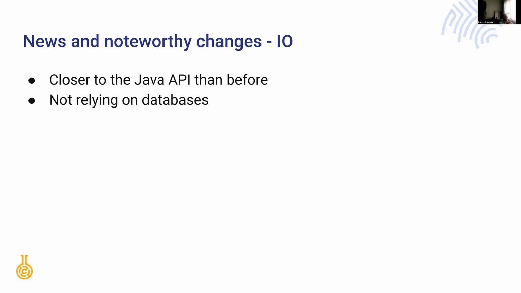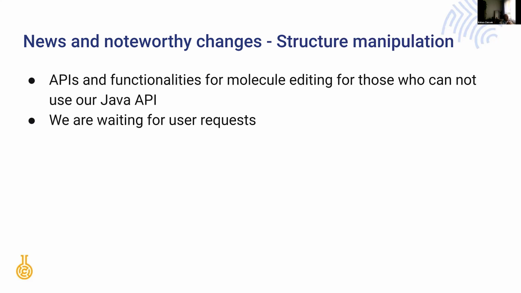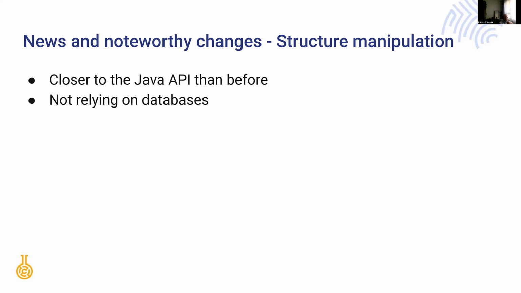We have an IO module, which is also a closer match to our Java API. And if you know our API well, then you will find it very convenient. And it is also important that it is finally not relying on any persistent storage just to convert from an SDF file to a SMILES. We have structure manipulation, as I have mentioned before, which covers all the previously not provided Java APIs. If you miss something or you need something, please contact us and try our fast feedback.